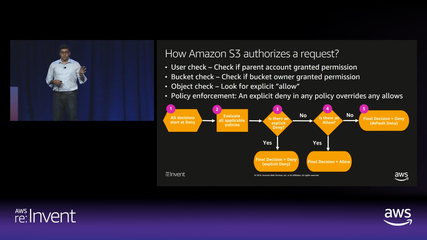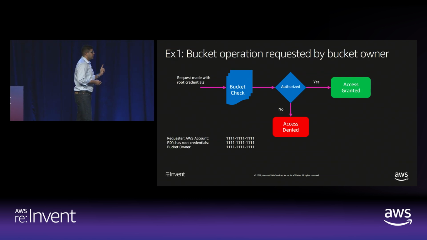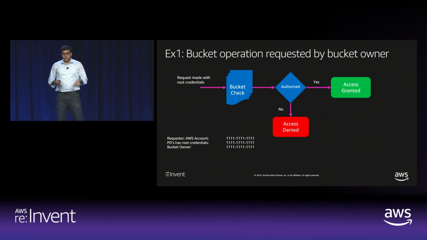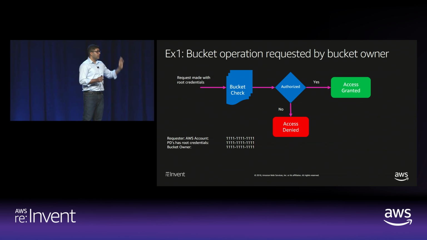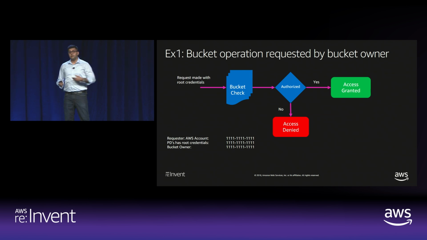Now we're going to take 4 examples. The first example is, say, PD is a root user with admin privileges. I'm trying to do a bucket operation on a bucket that is owned by my account. When I do that, then we don't do the user check. In the bucket check, we see that PD has root credentials, and if I have given permission for PD to access the bucket and perform a list bucket operation, then the access is granted. If not, the access is denied.